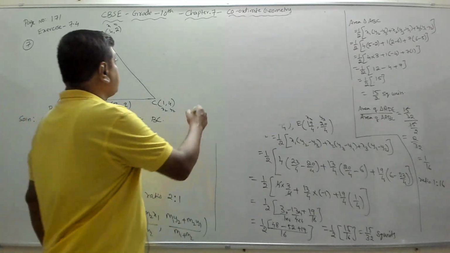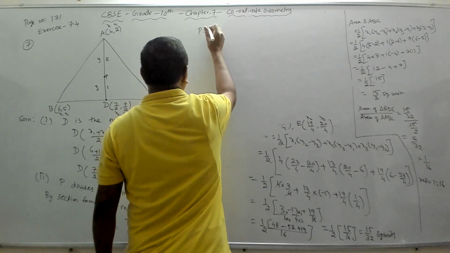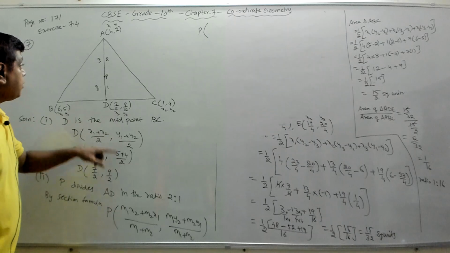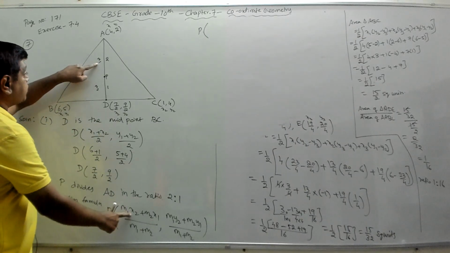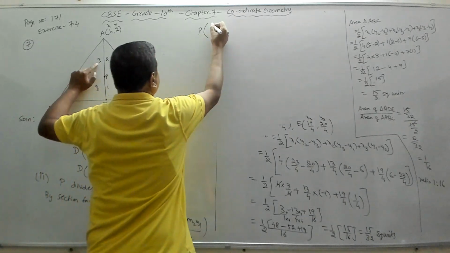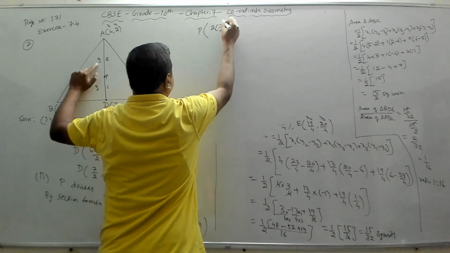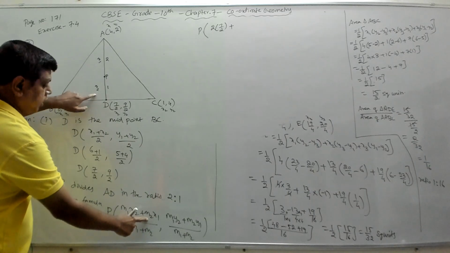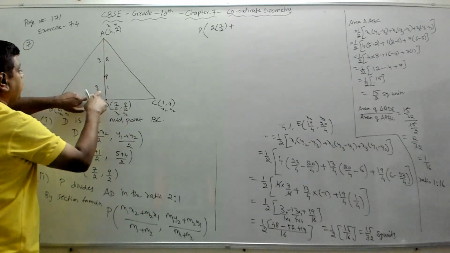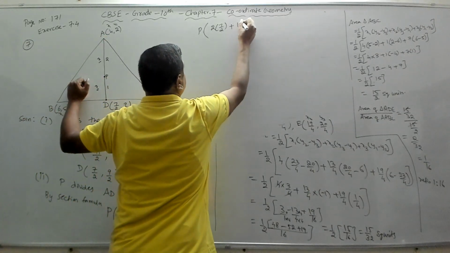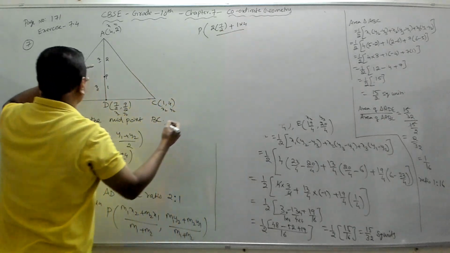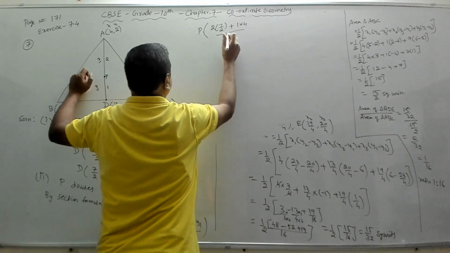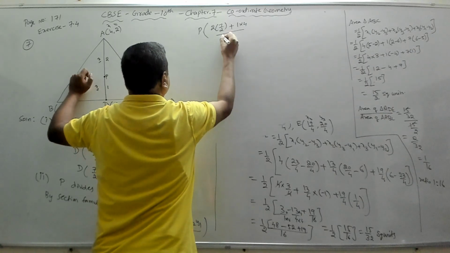Now if you substitute that, our point P becomes: m1 x2, where m1 is 2 into x2, and x2 is 7 by 2, so 2 into 7 by 2, plus m2 x1, where m2 is 1 and x1 is 4, so 1 into 4, divided by m1 plus m2, which is 2 plus 1.